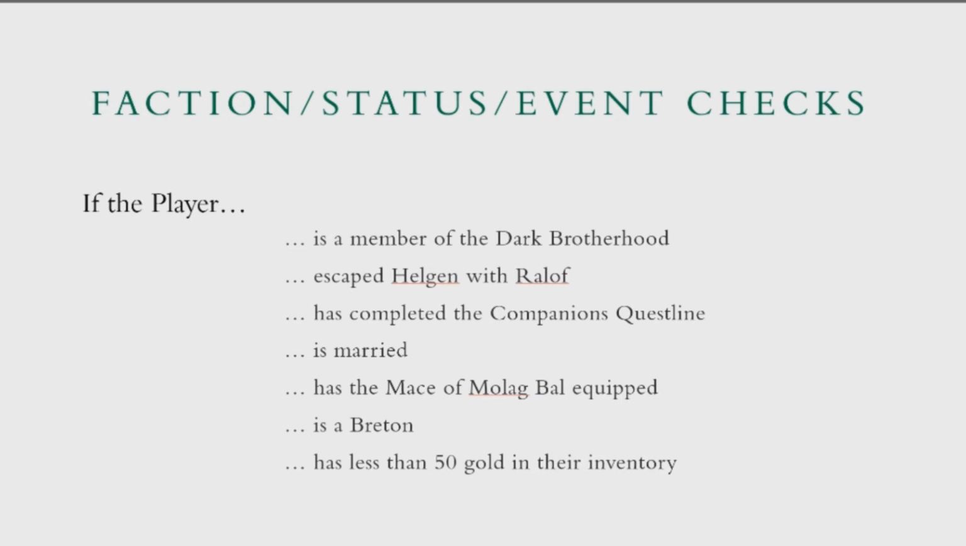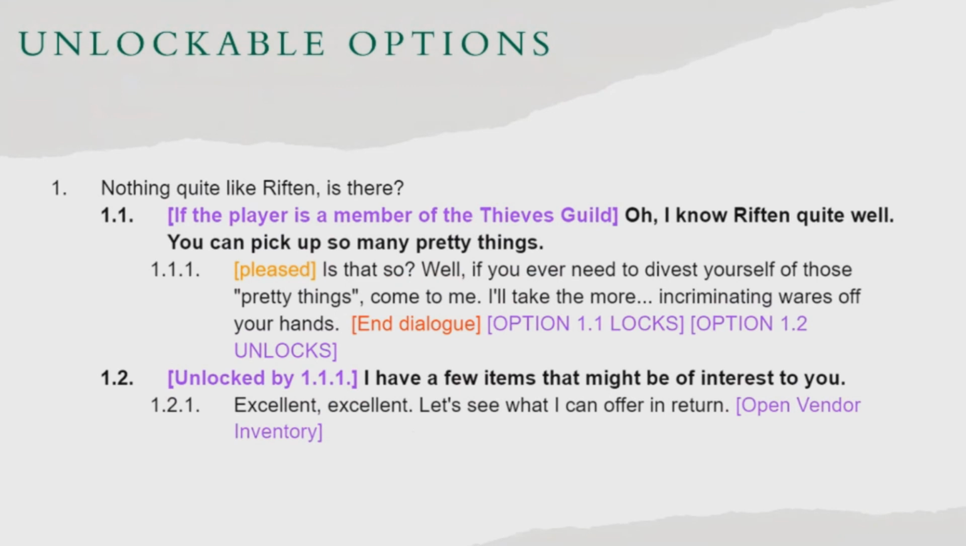Here's an example of unlockable options using faction status and event checks. So the NPC is going to say, "Nothing quite like Riften, is there?" And one assumes that there would also be standard dialogue choices for the player to say, "Yeah, it's a great city." But if the player is a member of the Thieves Guild, this option will appear: "Oh, I know Riften quite well. You can pick up so many pretty things." The NPC then is pleased by this and says, "Well, if you need to get rid of those things, I'm happy to help you."